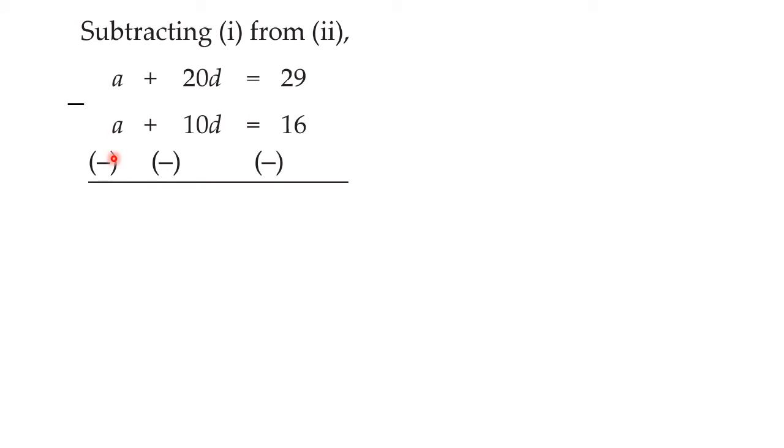Now here, this plus a and minus a will get cancelled. Here 20d minus 10d is 10d. Here we will get 10d. And here 29 minus 16 is 13. So we will get 10d is equal to 13. And from that we can write down d is equal to 13 upon 10.